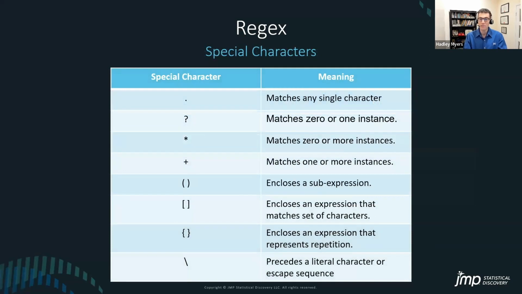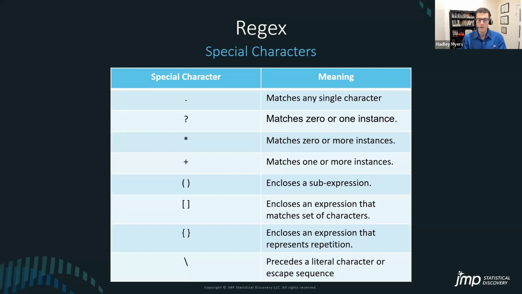I'd like to mention some special characters now. You can see the period, the question mark, the asterisk, and the plus, which refer to matches of different characters. The period refers to any single character. The question mark matches 0 or 1 instance of whatever is put in front of it. The asterisk matches 0 or more, and the plus matches 1 or more.